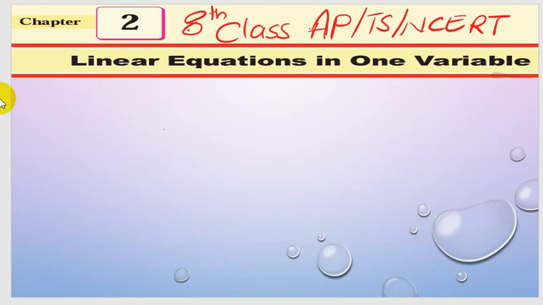So what is the importance of this chapter? This chapter is mainly intended to find out the unknown value using mathematical expressions, right? First of all we are going to discuss linear equations. A linear equation means nothing but an equation of the form ax plus b is equal to 0, where a is not equal to 0.